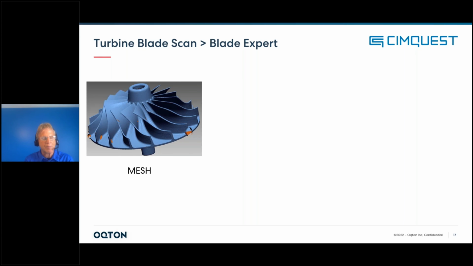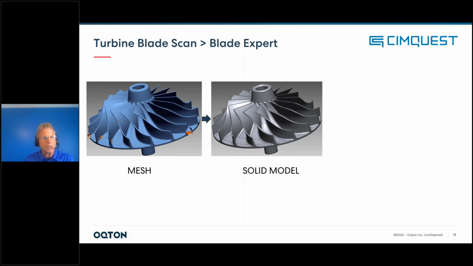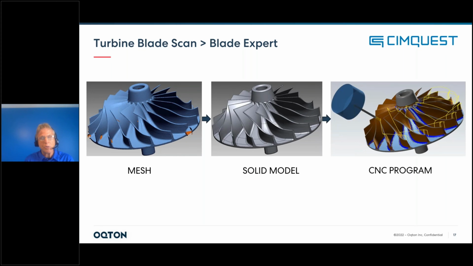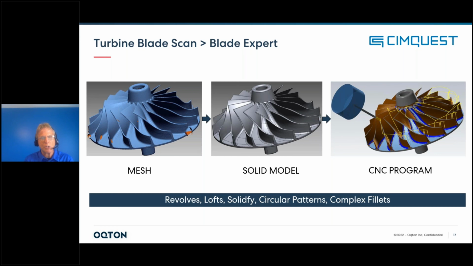for reverse engineering. So here we're going to go through the steps of how we go from the mesh of that turbine blade onto a solid model. And then we're going to use, again, Steve used a toolpath technique called the Blade Expert to go ahead and develop the 4-axis tool motion here in Mastercam.